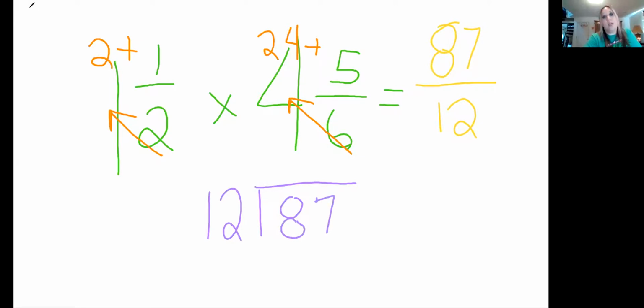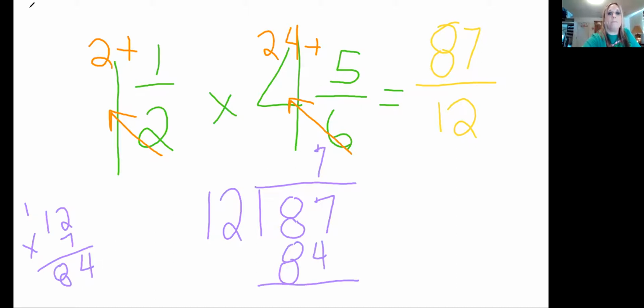Okay, well, I know 12 times 5 is 60. 12 times 6 is 72. 12 times 7 is 84. Let me just double check. Okay, so let's say 12 goes into 87 7 times with 3 left over.